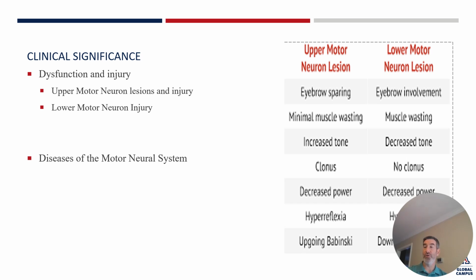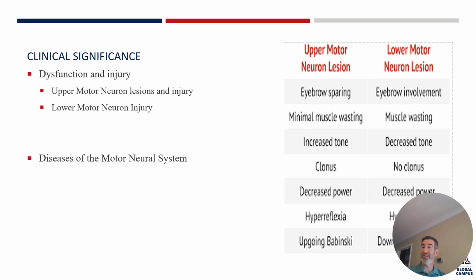Lesions in the lower motor neuron occur anywhere from the anterior horn of the spinal cord, peripheral nerve, neuromuscular junction, or muscle, and cause hyporeflexia, flaccid paralysis, and atrophy.